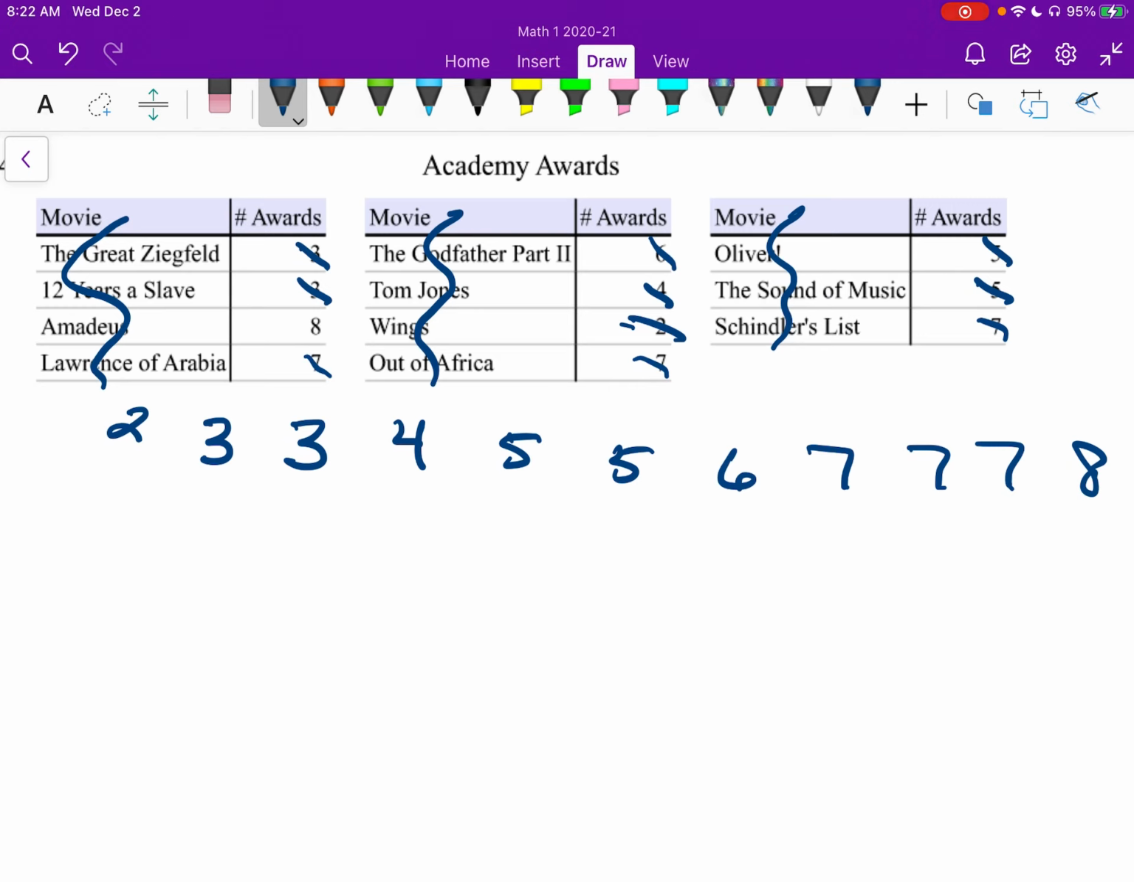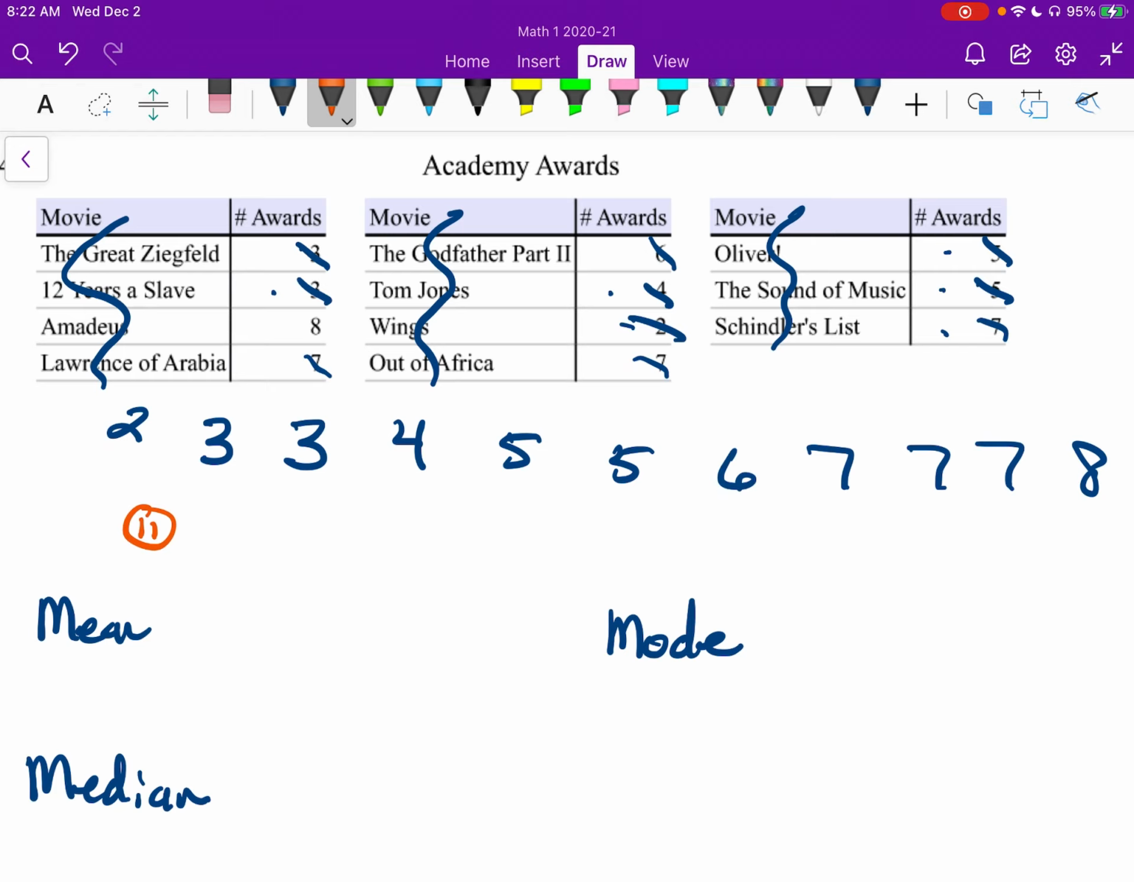All right, so I have mean, median, and mode. So how many numbers do I have? I have 4, 8, 9, 10, 11. So I have 11 total numbers. And again, that 11, there's nothing special about it.